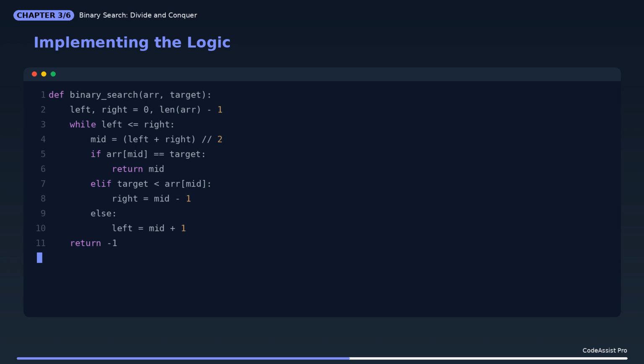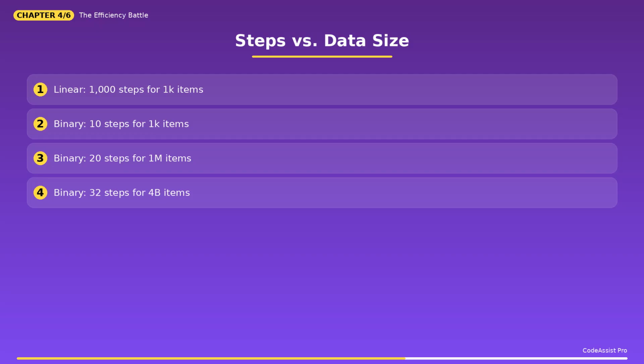That's the power of O(log n). While linear search grows at a 1-to-1 ratio with your data, binary search stays incredibly flat. This is why your database queries stay fast even as your user base explodes.